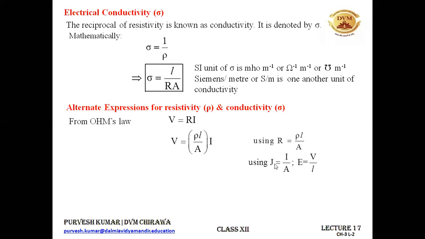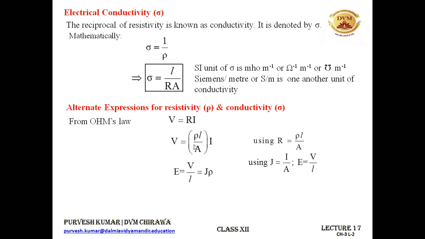J is the current density, and it is written as I by A, and also electric field E is related with V in this manner, that E is equal to V by L. So we use these two formulas in this expression. We know J is equal to I by A. In place of I divided by A, I can write J, that is your current density. And I can write V by L as electric field E. So E is equal to V by L.